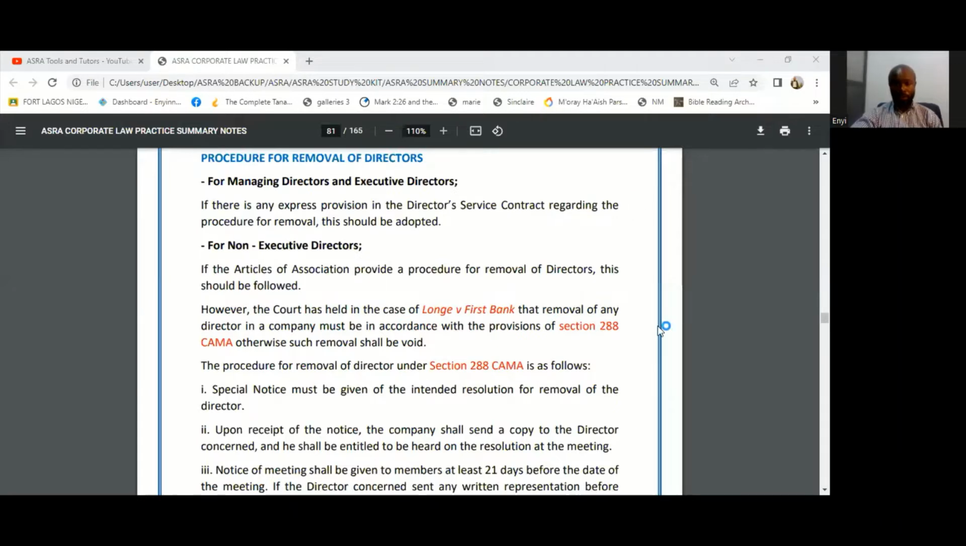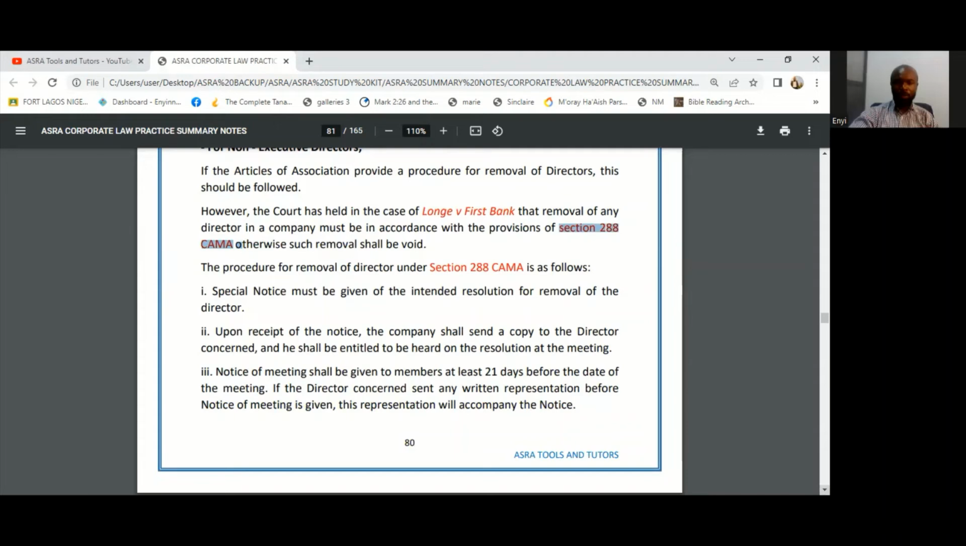Alright, so today we learn about the procedure for the removal of directors under the Companies and Allied Matters Act 2020. So, from this case of Longe and First Bank, the court has held that the removal of directors in a company must be in accordance with the CAMA provisions, and it's under Section 288 of CAMA that we find the procedure for removal of a company's director. Now, any removal that's not in accordance with the provisions of CAMA will be void.